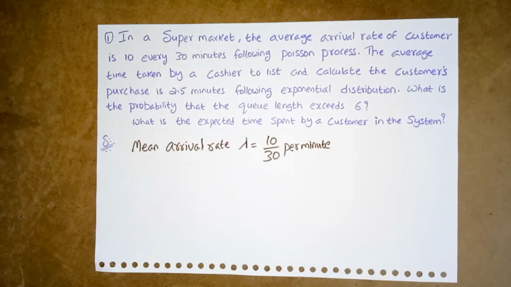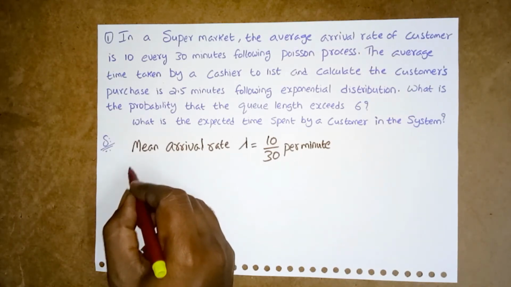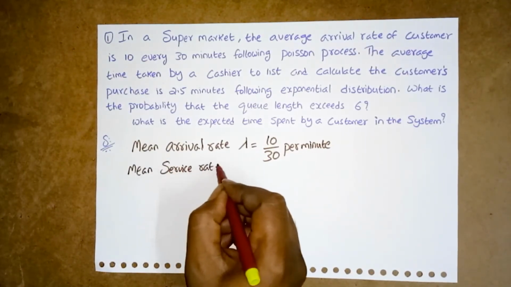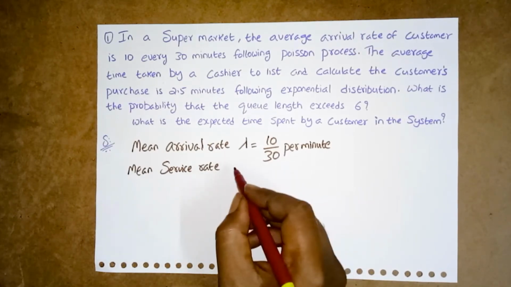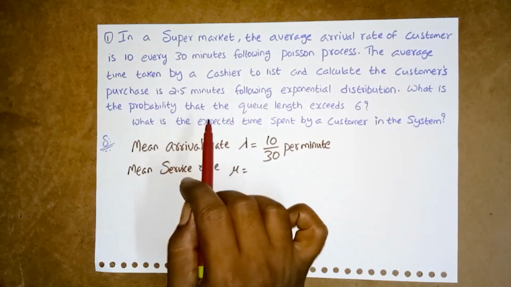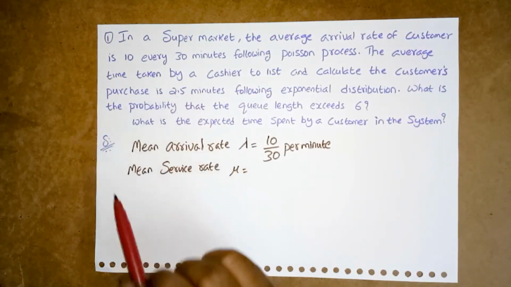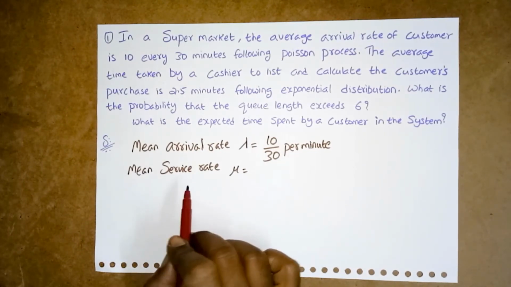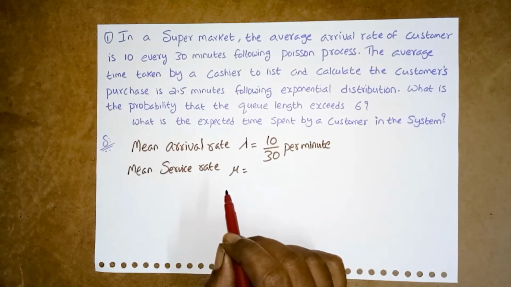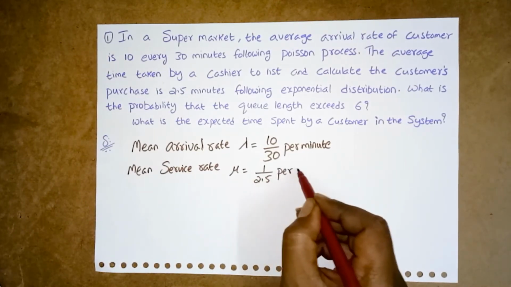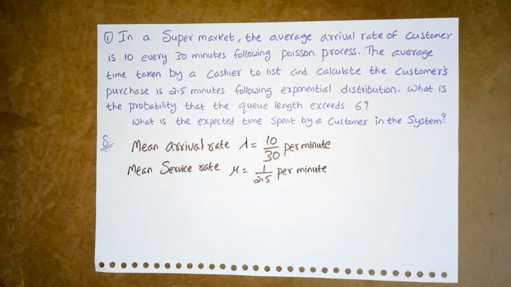Next, after the mean arrival rate, we have to know the mean service rate. Like that you have to write mean service rate, which we know is mu. So what is the service time the cashier is taking here? 2.5 minutes for each customer. So what is the mu here? 1 by 2.5 per minute. These things you have to write exactly.